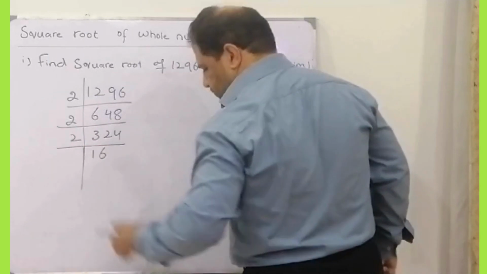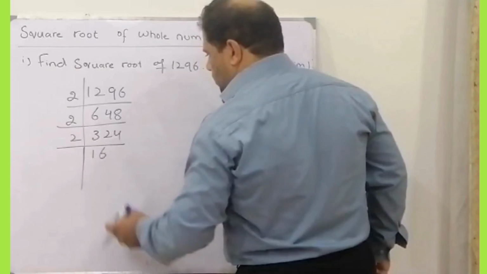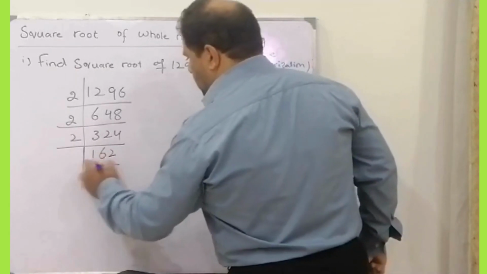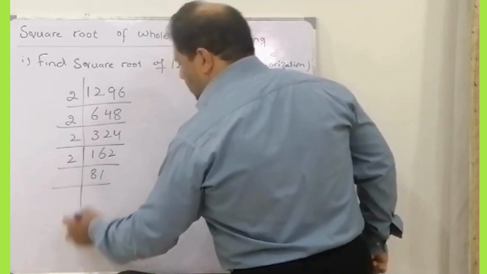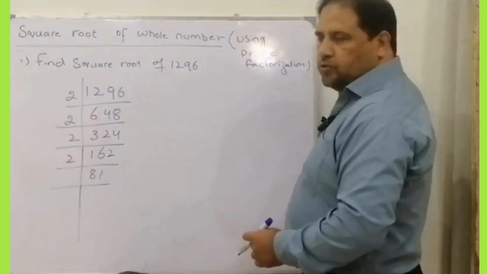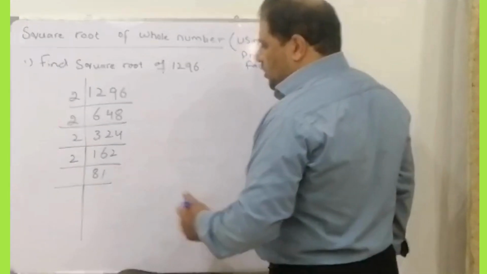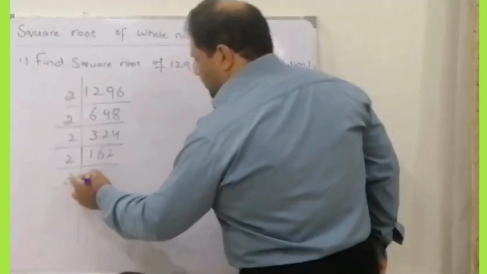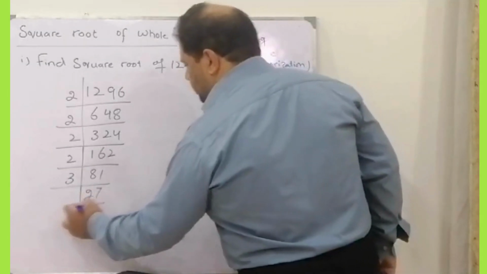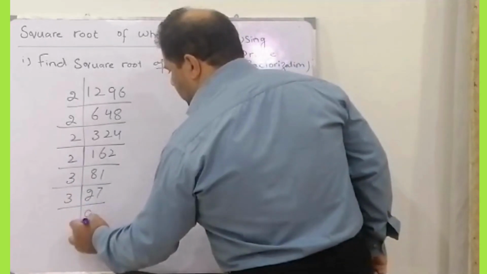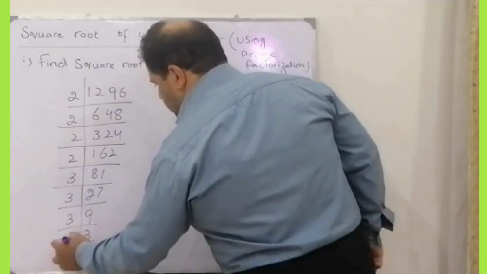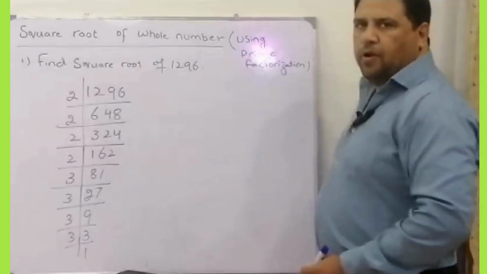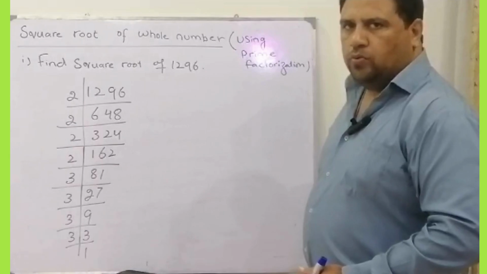162 again divided by 2, this is 81. Now this is an odd number, so first we will start with 3. If we divide it with 3, how many times? 27 times. Then 3 nines are 27, 3 threes are 9, and 3 ones are 3. So this is the prime factorization of 1296.